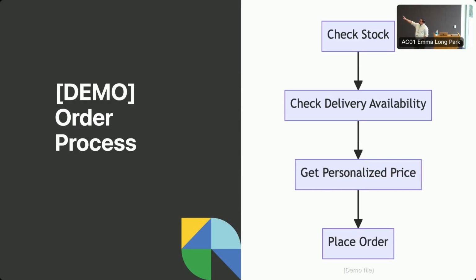So we're going to run a few different checks to validate that an order is safe to proceed. We're going to check that we have the product in stock. We're going to check and make sure we can get it to the customer. We're going to get a personalized price for that customer. Maybe they're a loyalty member. Maybe they're in a different tier, the gold or platinum tier on your e-commerce site. And then if we're satisfied on all those other conditions, then we'll go ahead and place the order.